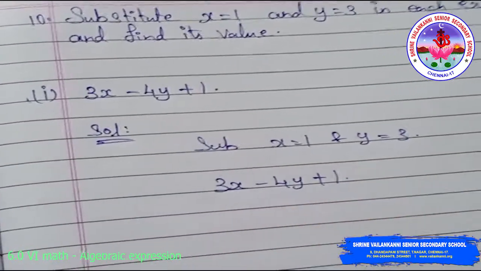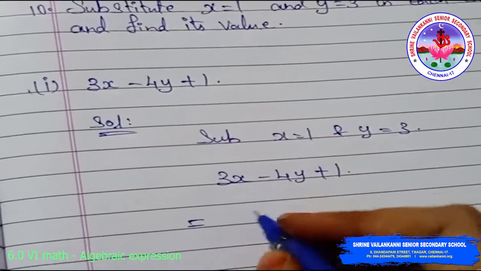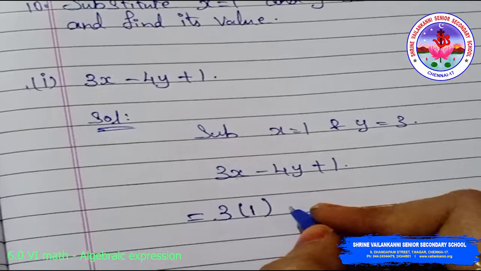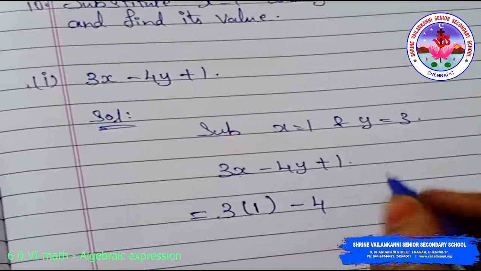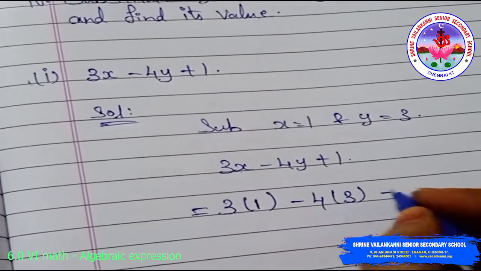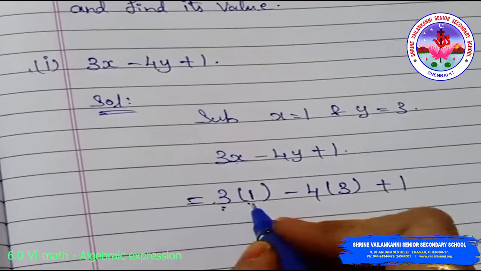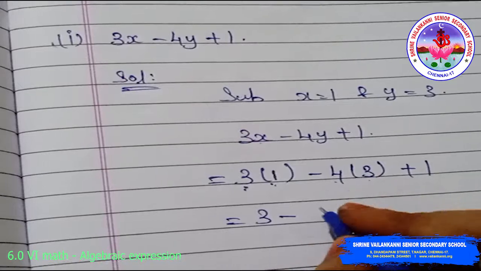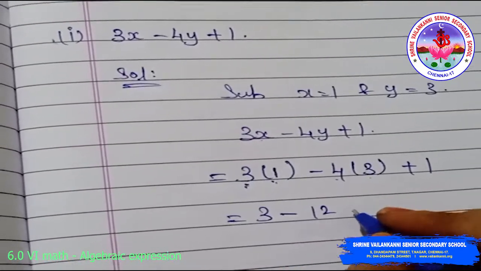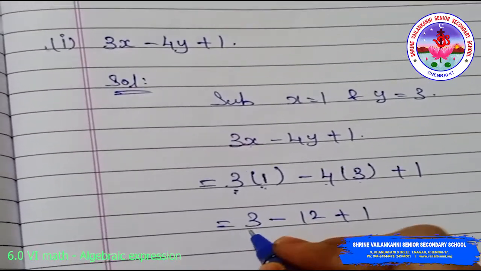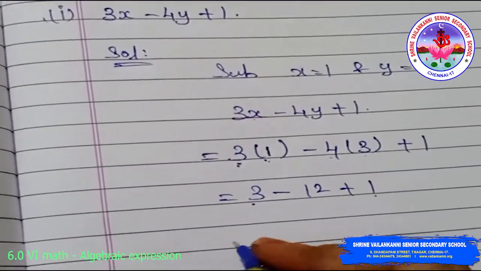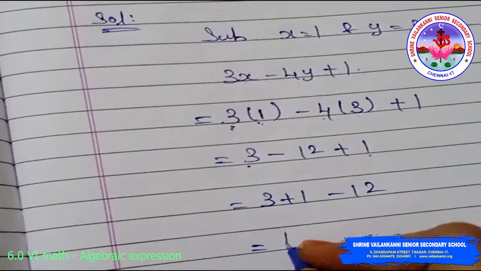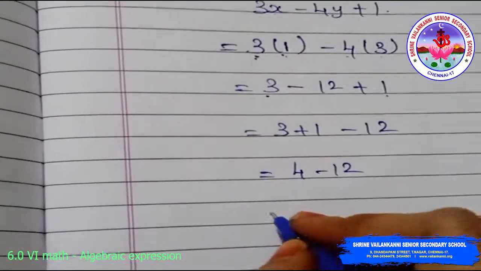Now substitute the values for x and y. 3, x value is 1. So 3 into 1 minus 4, y value is 3, 4 into 3 plus 1. Here 3 into 1, that is 3, minus 4 into 3, that is 12, plus 1. Here 3 and 1 are positive values. So 3 plus 1 minus 12. 4 minus 12 is equal to negative 8. That is the answer.